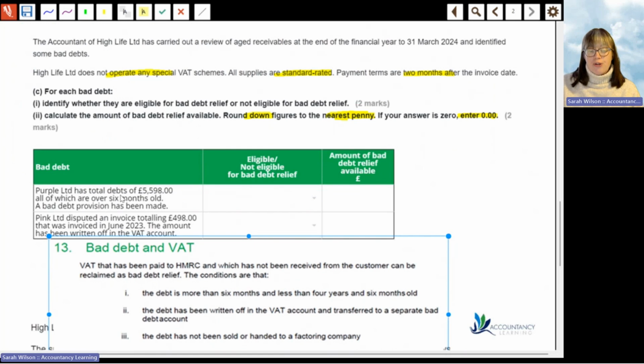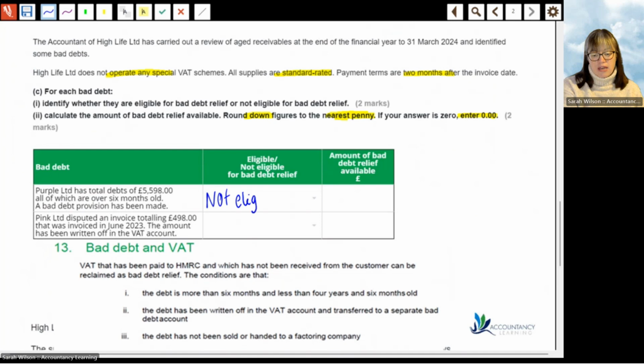So Purple Limited has total debts of 5,598, all of which are over 6 months old, and we're told that a bad debt provision has been made. So we may think straight away that this is eligible for bad debt relief because it's over 6 months old, but only a provision has been made. It hasn't been written off. So we must make sure it's been written off as per reference material 13. So in that case, it's not eligible and our amount therefore is 0.